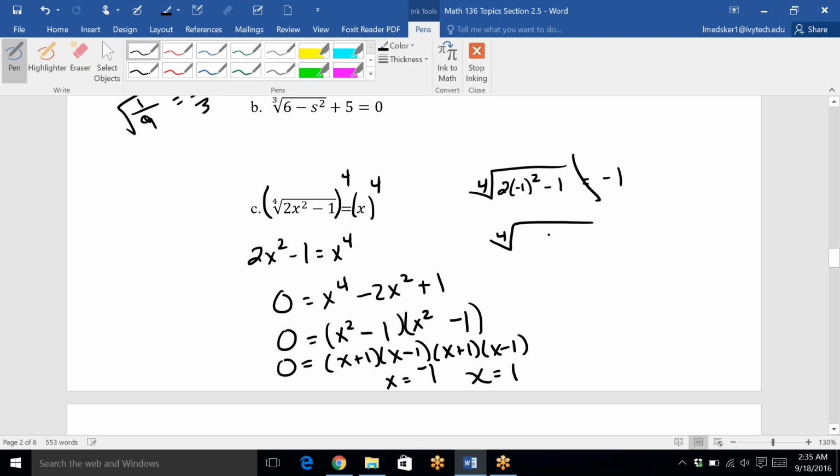And then when we plug in the other one, this is 2 times 1 minus 1, so this is the 4th root of 1, which does equal +1. So one extraneous solution and one solution that does work.